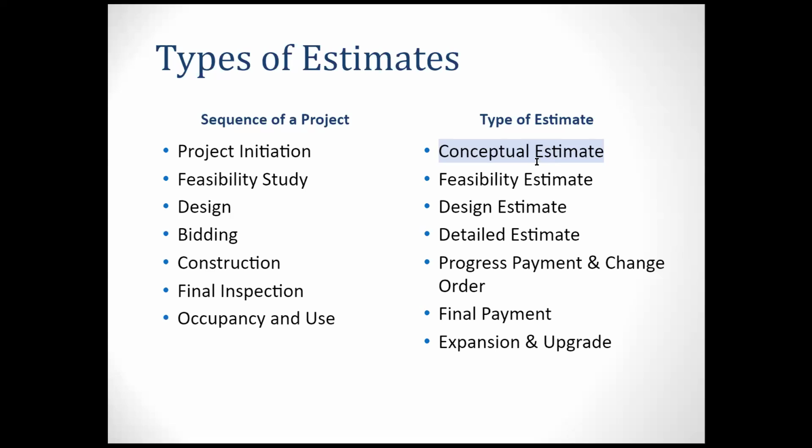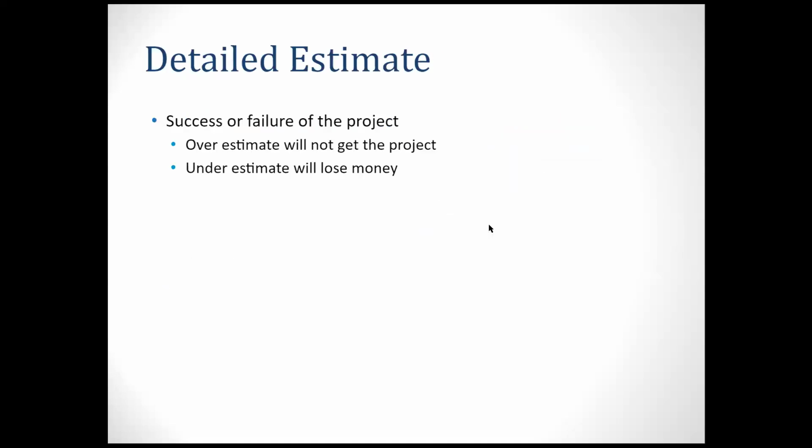The progress payment we will learn in the scheduling class. Then we have the final inspection, and then you have your final payments. When you run it, when you occupy it or use it, you will have an expansion and upgrading budget. That is the life cycle of your project, except for the deconstruction. When you do the deconstruction or demolition, you may have a budget for tearing it down. Some of the materials you can reuse or sell, so you can have some salvage value as a makeup. So, detailed estimates.